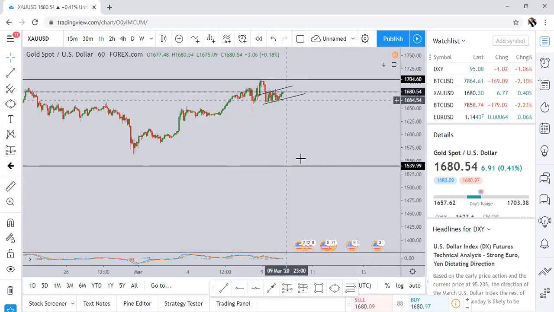Am I making sense, guys? This is one type of setup again, which is the bear flag. Just as easy as that.